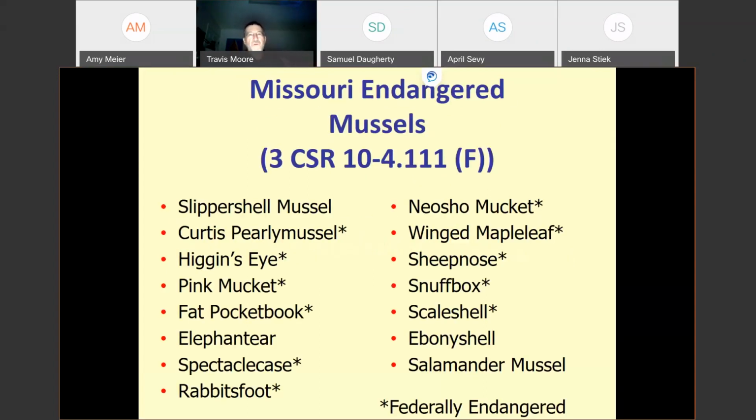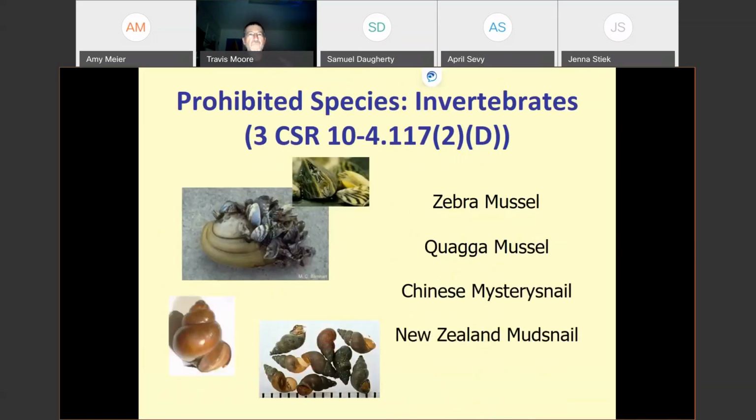So some of the freshwater mussels that we have are state protected, and many of the ones that are state protected are also federally protected. So we really don't want you going out there and trying to find spectacle case or trying to find fat pocketbooks, because we want to let them do their thing in those systems and let those populations rebound. There are some non-native species that are prohibited. We don't want you having them in your possession. We don't want you transporting them around.